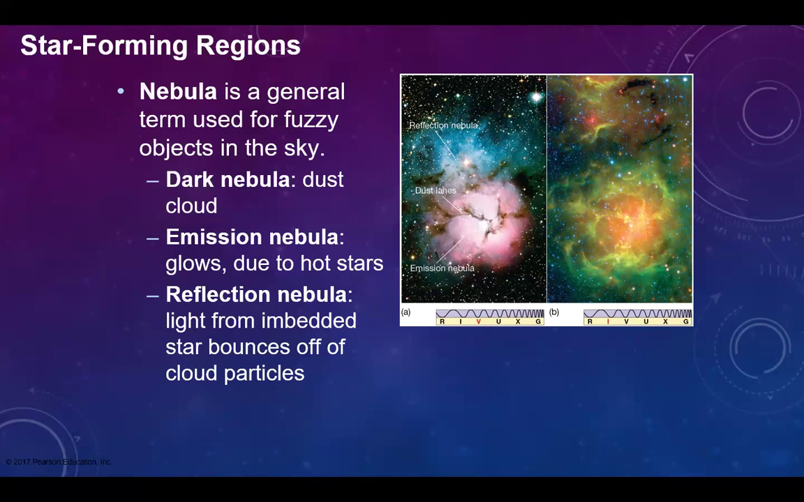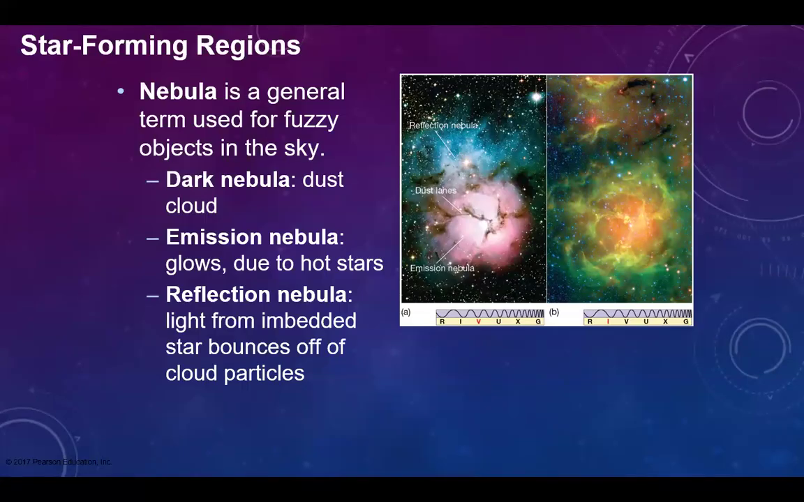It means cloud, so we use cloud to describe them. Dark nebulae are dust clouds, so you see these dark lanes in the dark areas, those are dark nebulae. Emission nebulae glow due to hot stars. That's the red portion here, the emission nebulae.